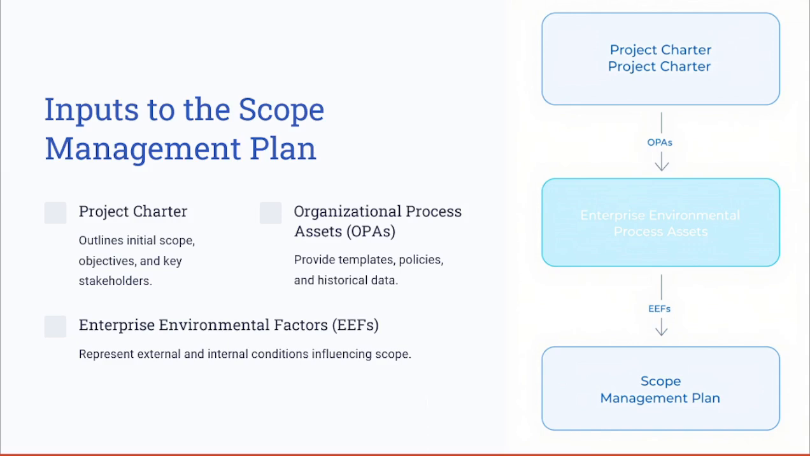To start with the inputs to the scope management plan, the key inputs here include the project charter, the OPAs, and the enterprise environmental factors. The project charter outlines the initial scope and objectives, serving as the foundation of the project. OPAs provide the organizational knowledge such as templates and policies, while EEFs represent factors like market conditions and organizational culture that impact scope planning.